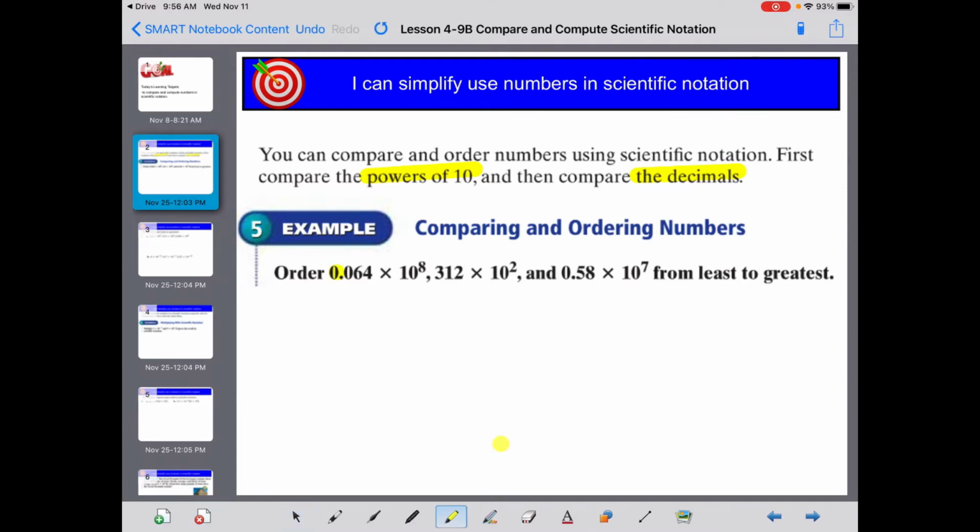I have 3 numbers. Now, notice some of these are not written in proper scientific notation. So our first step actually needs to be to put them in proper scientific notation. This is a review skill from yesterday's lesson. The decimal belongs between the 6 and the 4.